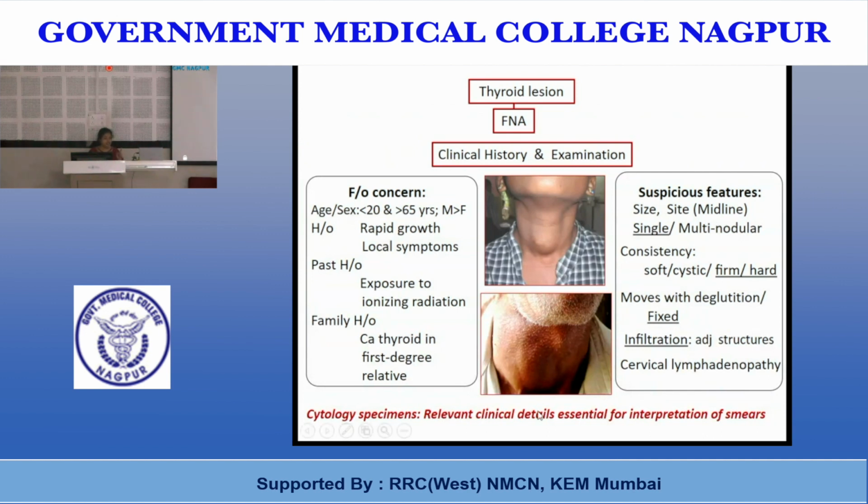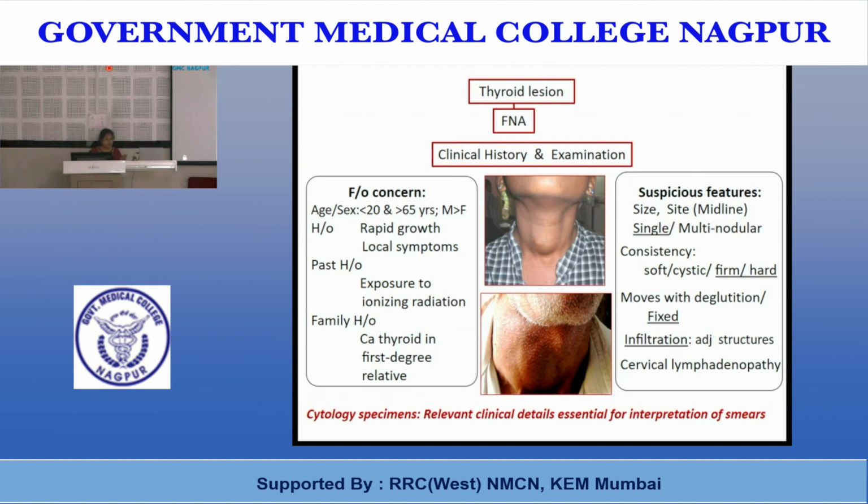Now, while performing an FNA, this I have put in red at the bottom: for all cytology specimens, and not just thyroid, relevant clinical details are extremely essential for interpretation of the smears. The features of concern in the clinical history include a rapidly growing nodule with local symptoms such as hoarseness of voice, difficulty in breathing.